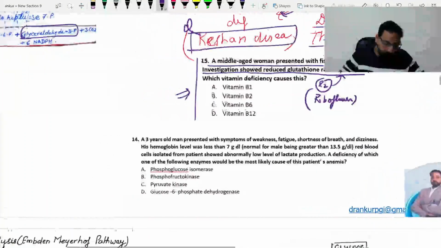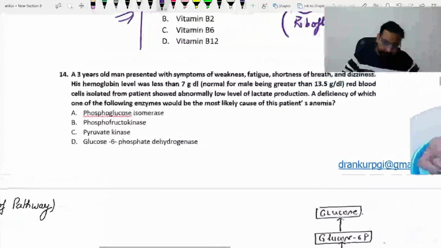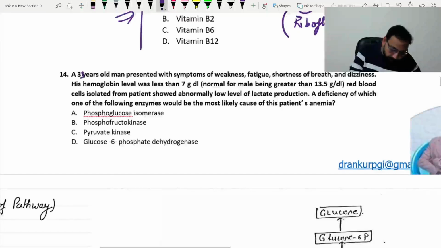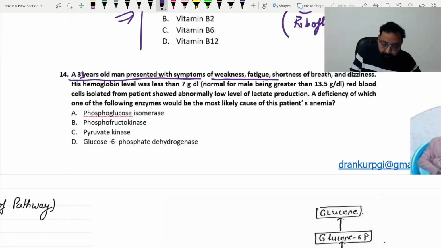Okay, now in this question you can tell me the answer very easily. A 33-year-old man presented with symptoms of weakness, fatigue, shortness of breath, dizziness. These are common symptoms in medicine practice. Hemoglobin is 7, meaning there is anemia.